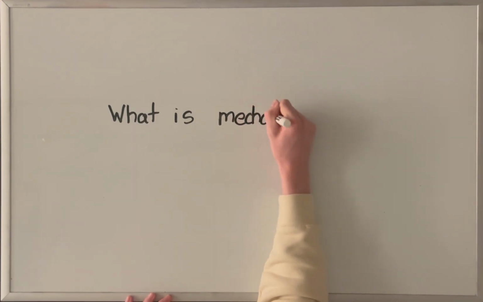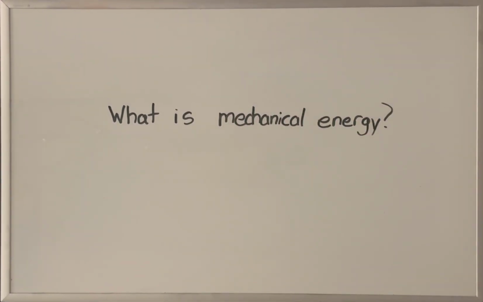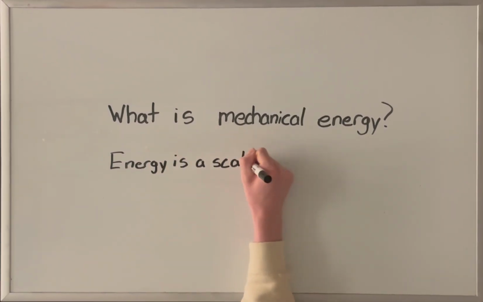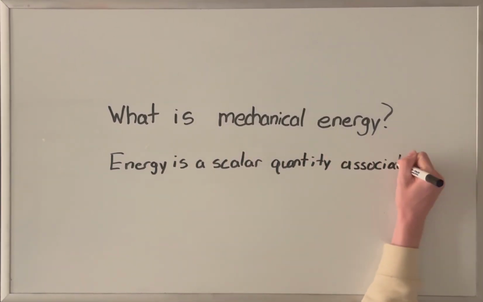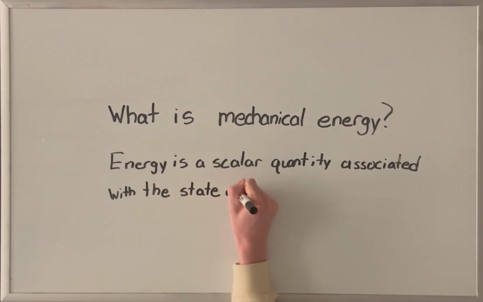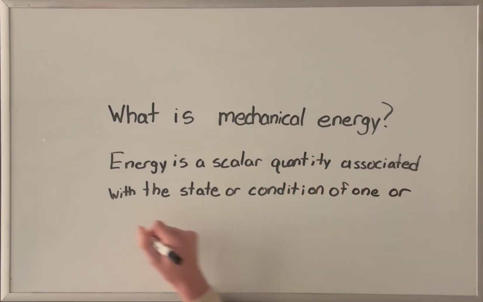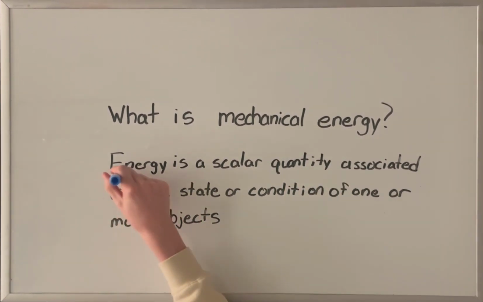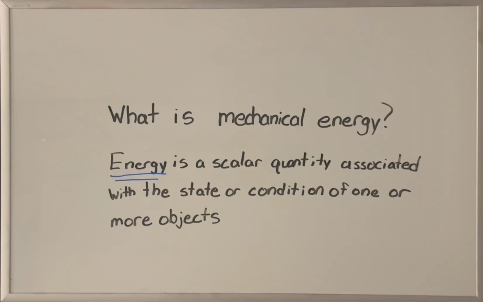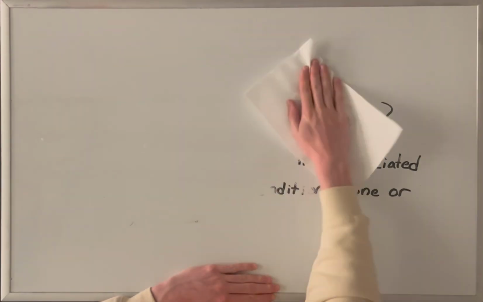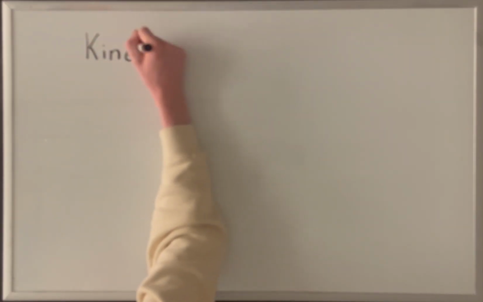To begin, let's talk about energy. What is mechanical energy? Although you may have heard of the word, energy in physics is a scalar quantity that is measured based off an object's motion, state, or condition. There are two types of this mechanical energy: a kinetic type of energy and a gravitational potential type of energy.